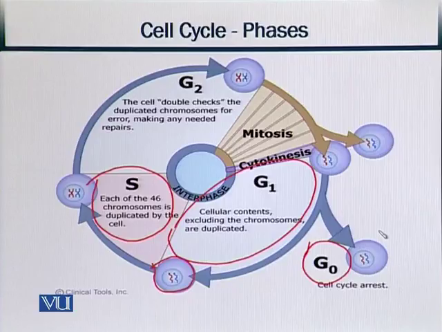In the S phase, which is the synthesis phase, DNA replication occurs, that is, DNA replicates. For example, in a human being, each of the 46 chromosomes is duplicated by the cell in this phase, as shown here.